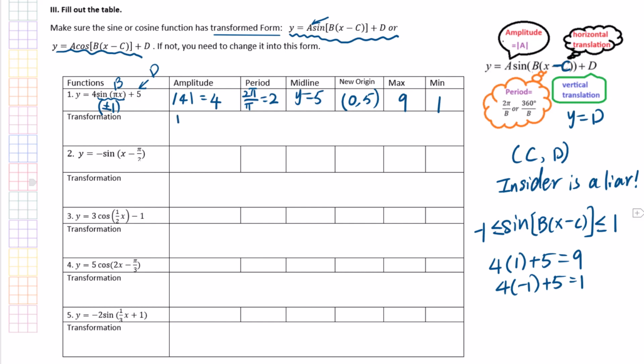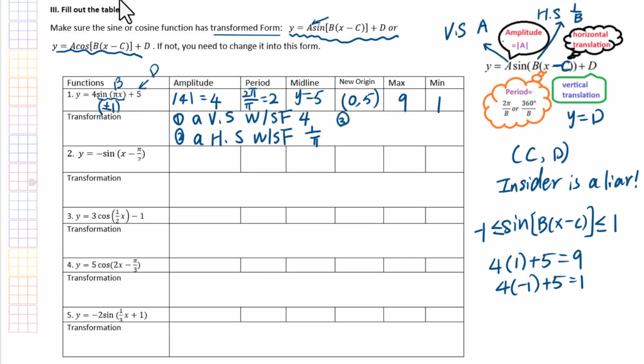Transformation. First step, a vertical stretch with a scale factor of 4. Second step, a horizontal stretch with a scale factor of 1 over pi. Remember, inside is a liar. Third step, a vertical translation up 5 units. Let's go to number 2.